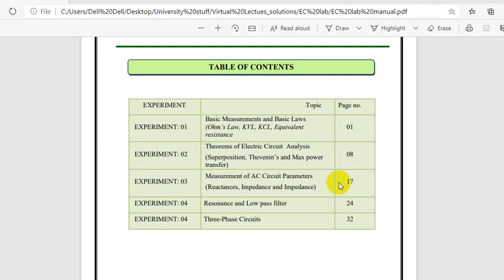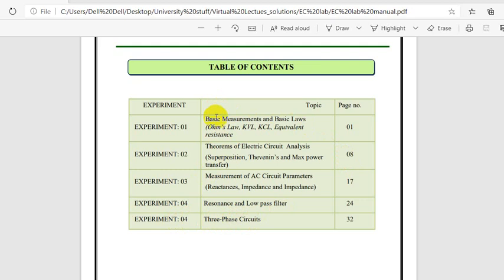Later on we will perform the theorems of electrical circuit analysis: superposition, Thevenin, maximum power. Experiment 3 is measurement of AC parameters, experiment 4 is resonance in a low pass filter, and experiment 5 is the three-phase circuit.